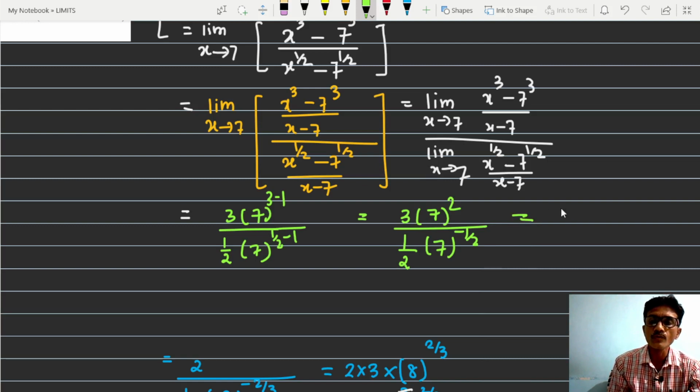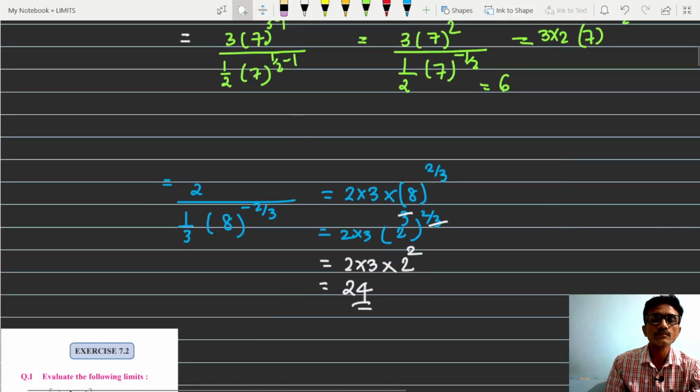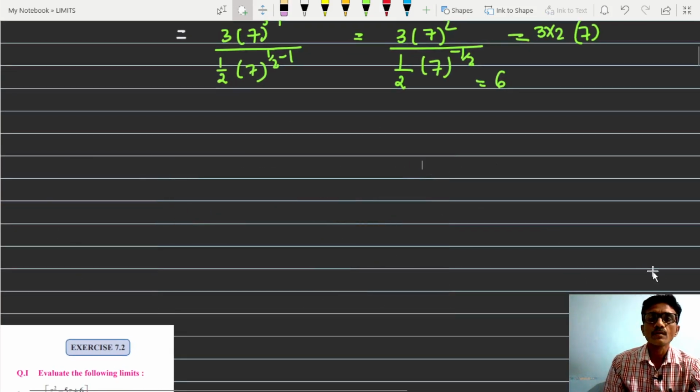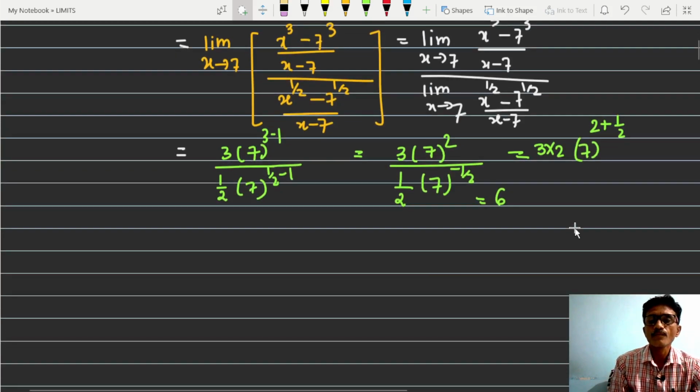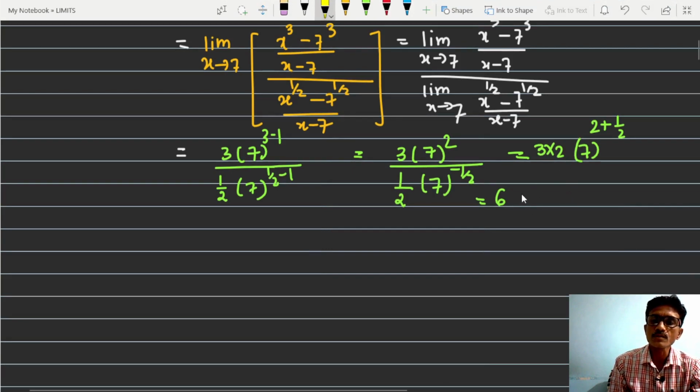ये 2 न्यूमरेटर में आएगा तो it is 3 into 2, 7 raised to power 2 and raised to power 1 by 2. So it is plus 1 by 2, which is 6 into 7 raised to power 5 by 2.